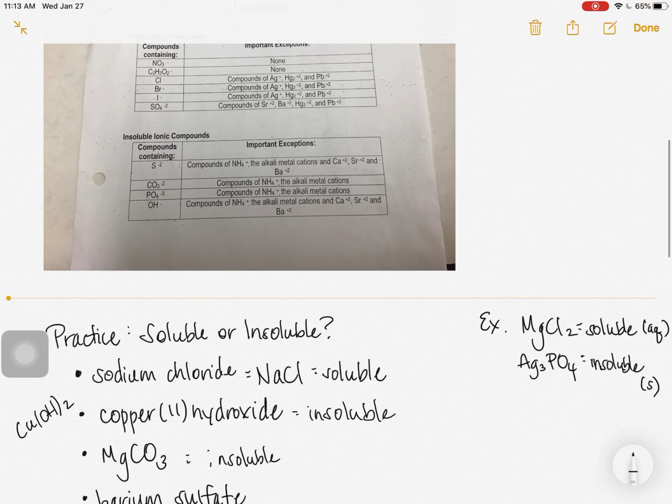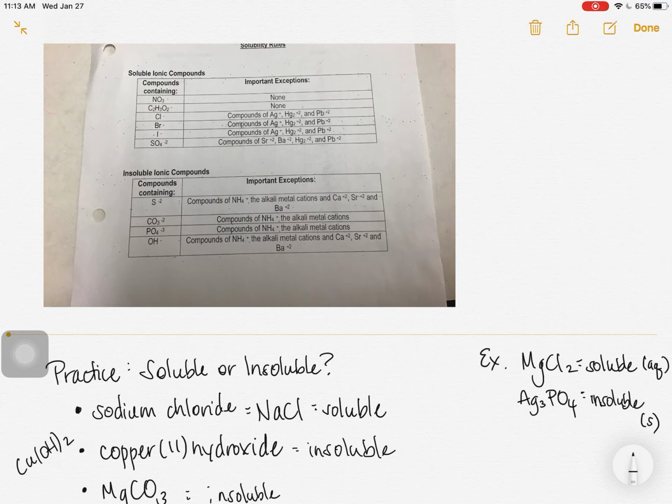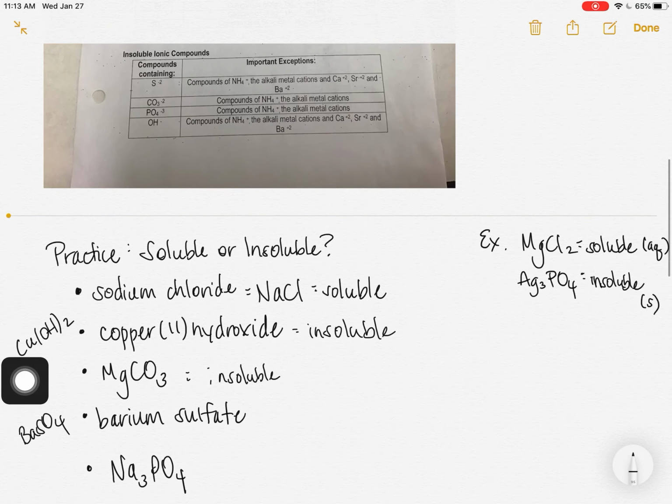Okay, barium sulfate. So that's, let's see, BaSO4. So we find sulfate in the table. Sulfate's in the upper chart. So it's mostly soluble unless it's with strontium, barium, mercury, or lead. Oh, barium. It's with barium in this case. So it should be soluble, except it's an exception to being soluble, which means barium sulfate is insoluble.